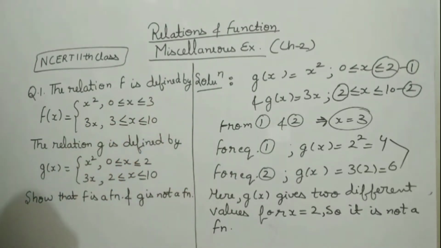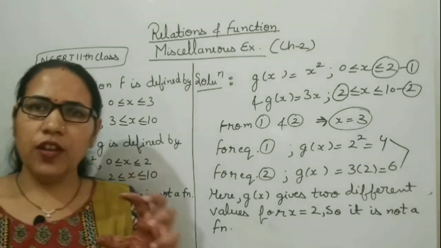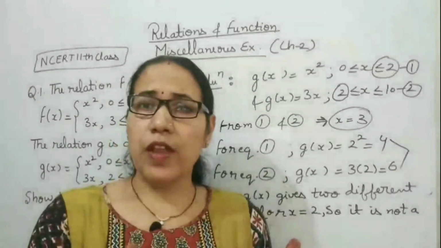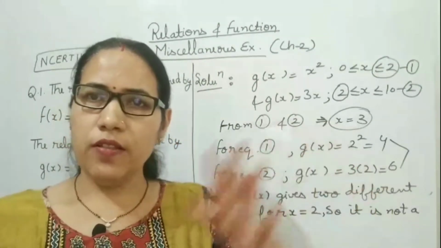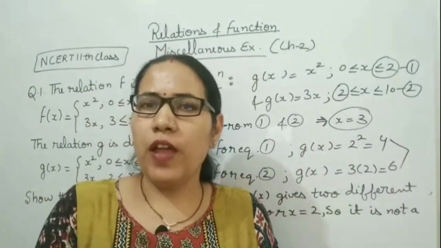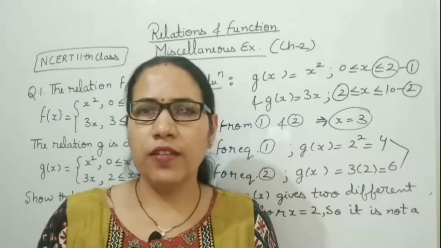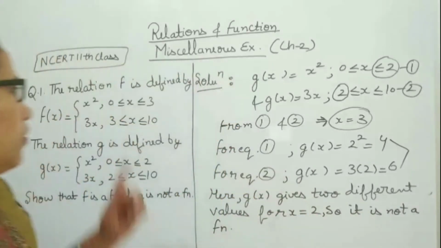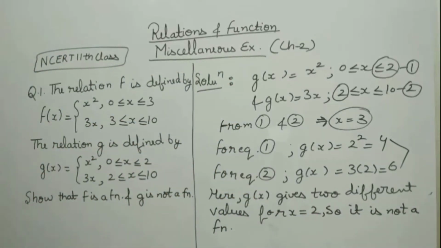We have to show that the relation fx is your function but gx is not your function. It means if a relation gives unique value for the value of x, means the image is your unique for the values of x, then it is a function, otherwise it is not your function. So start with your question number 2.